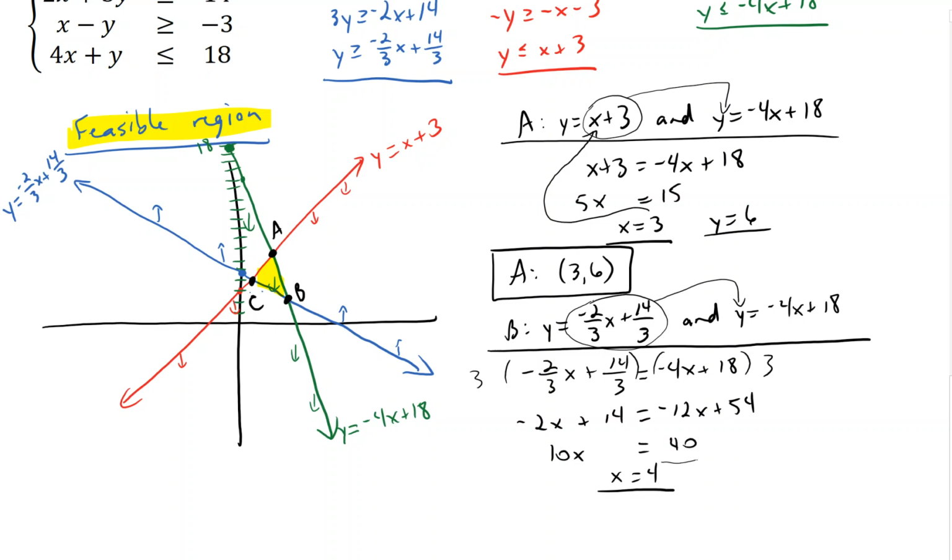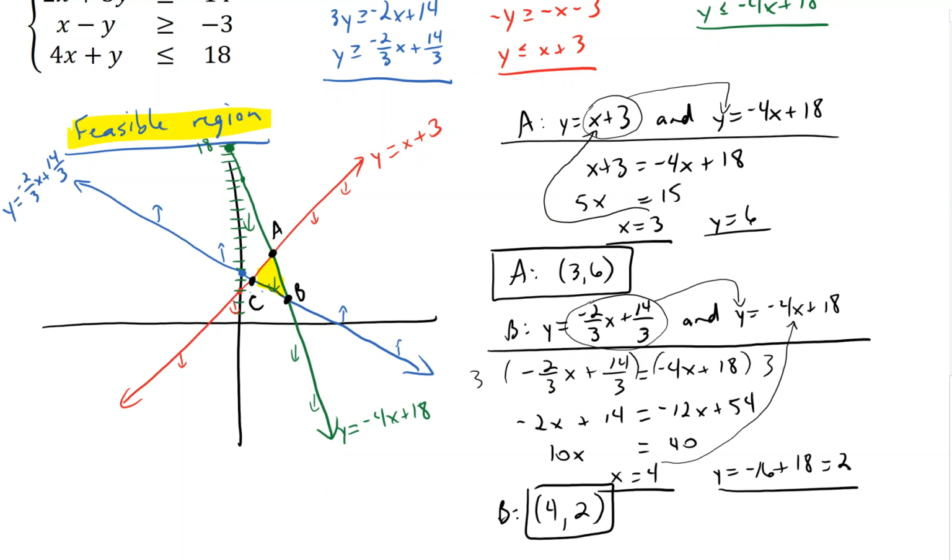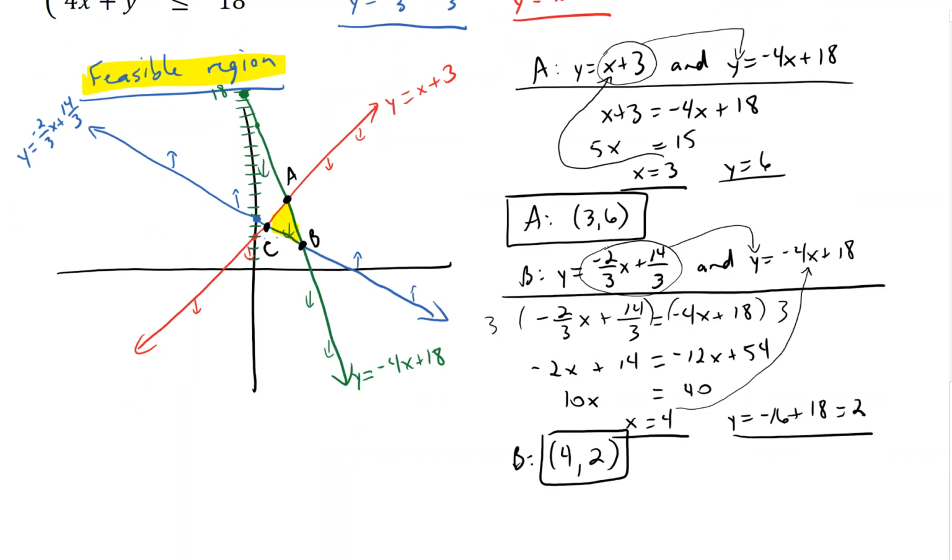And then I'm going to plug 4 back in for the x on this equation so I can avoid the fractions of the first. So I can see that y equals negative 4 times 4, negative 16, plus 18, so y equals 2. So the vertex B is the ordered pair 4, 2. Finally, vertex C.